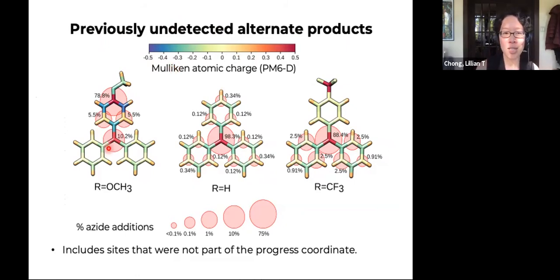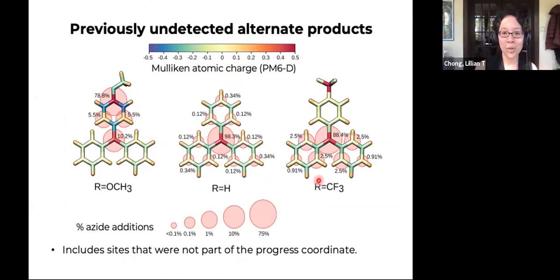the % azide additions to various sites. And so the percentage is indicated by the sizes of these pink spheres. So the larger the sphere, the greater the percentage, and we've overlaid these spheres on top of the Mulliken atomic charge coloring of these cations. So for the unsubstituted cation, most of the additions are happening at the central carbon.